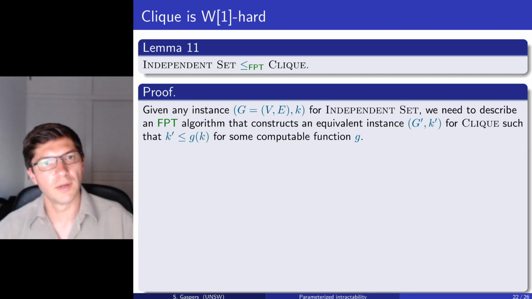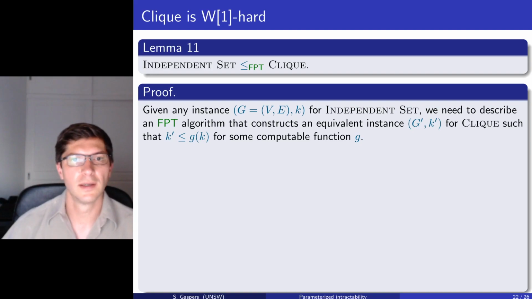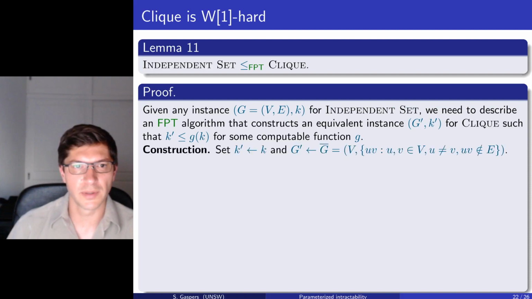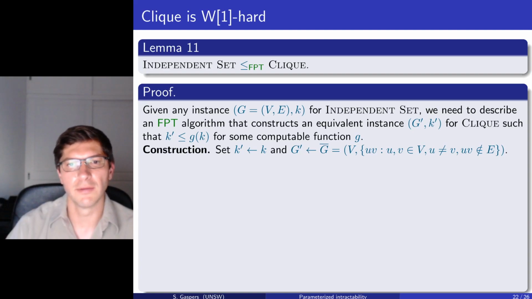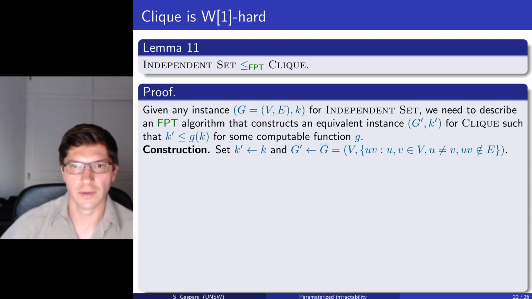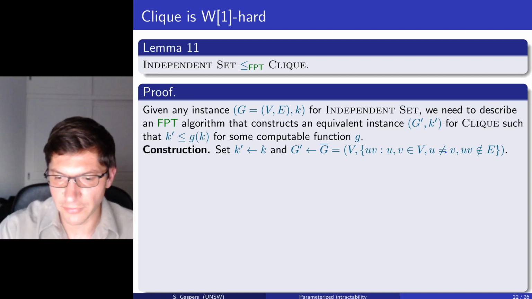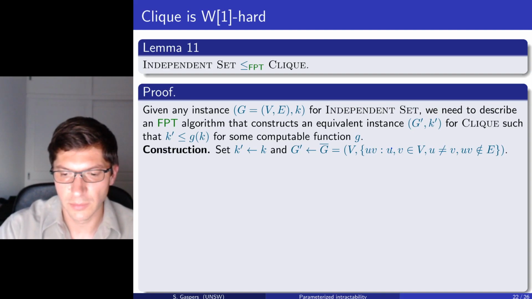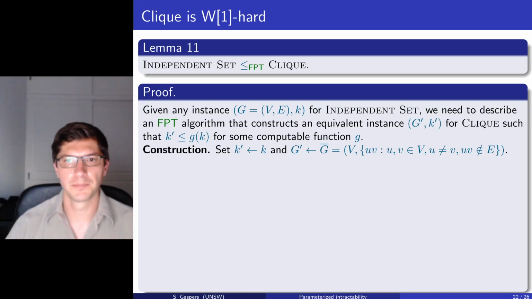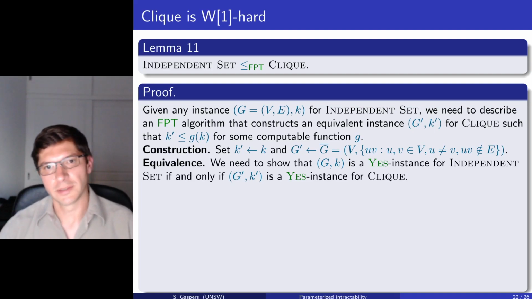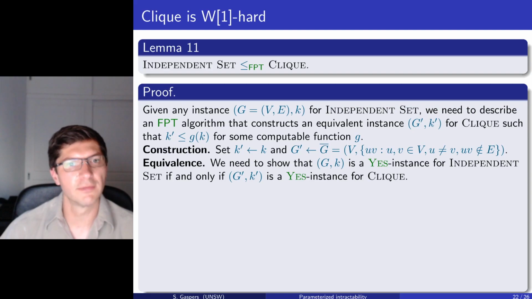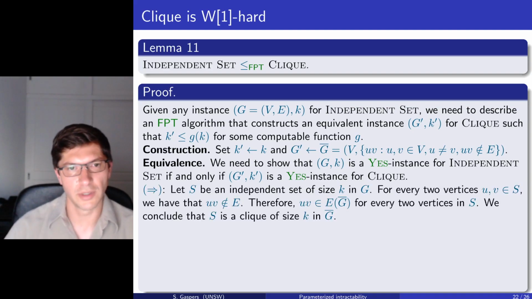Okay, so our reduction can now take any instance for independent set and produce an equivalent instance for clique. And we do this just by setting the parameter to be the same and by taking the graph and switching the edges. So whenever we had an edge, we have no edge. If we had no edge, now we have an edge. So for every pair of distinct vertices, we have an edge now if we had no edge in G. So we just need to show that G, K is a yes instance for independent set if and only if G prime, K prime is a yes instance for clique. So we have two directions to prove.